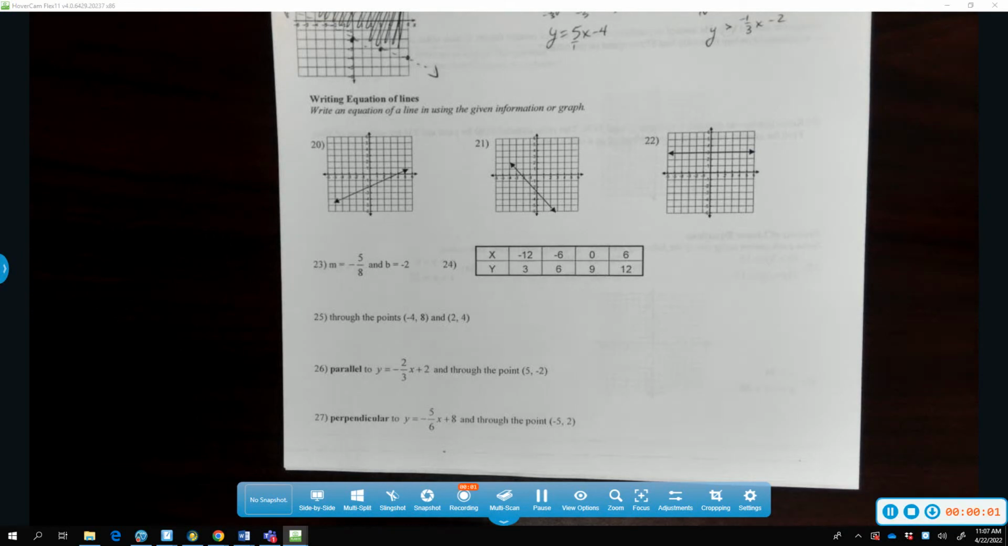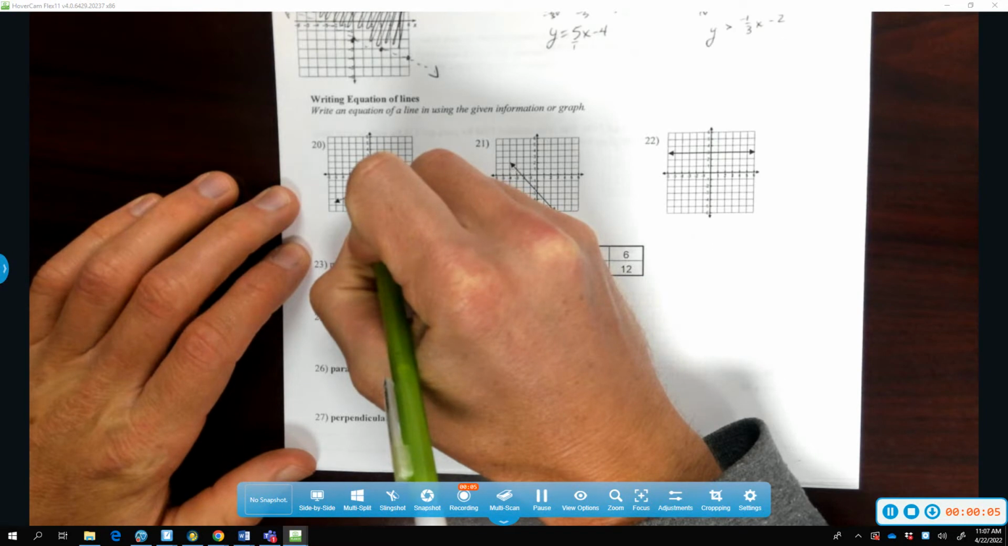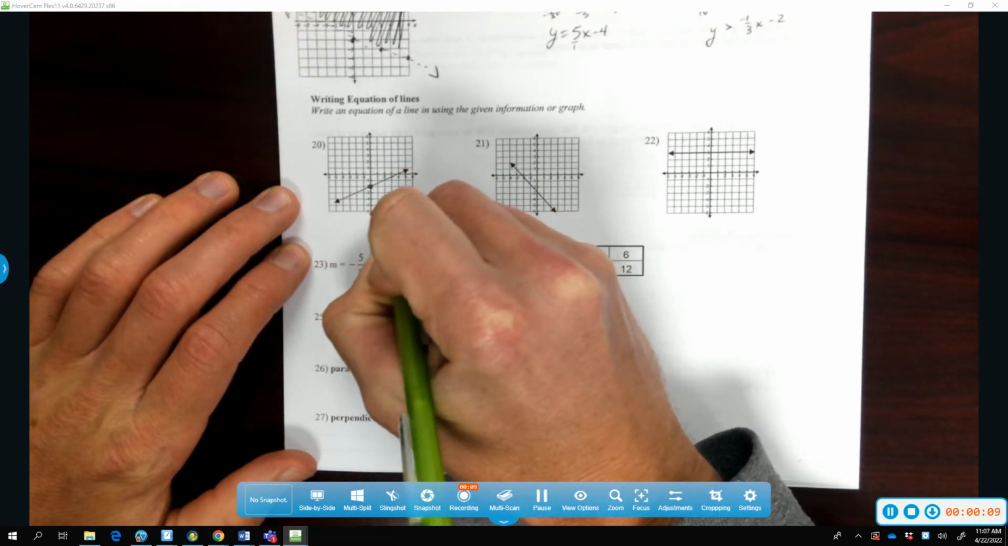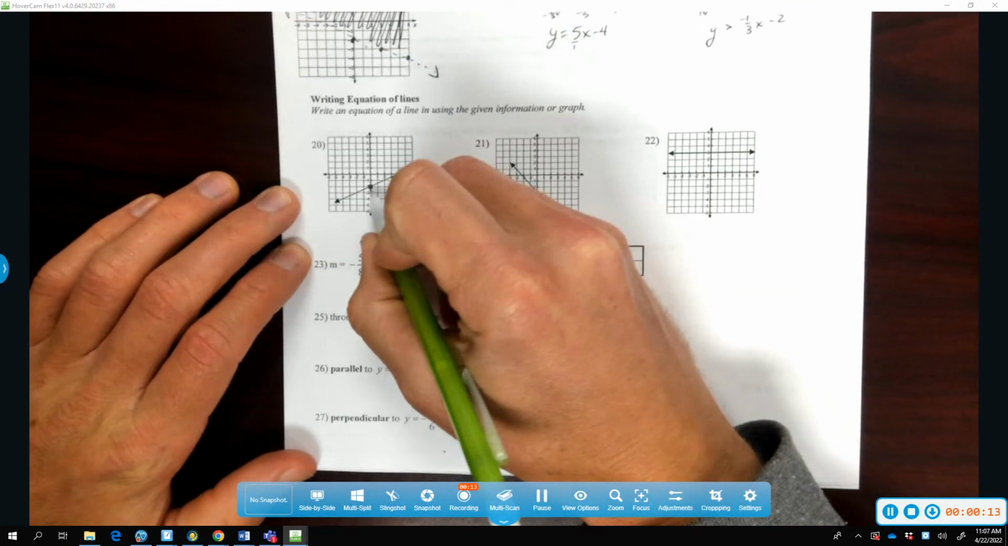Number 20, here we go. Let's write the equation given this line. Let's start off with our b. Our b is our y-intercept, so in this case we know that our b is negative 2. Now we need to find our slope, so we need to find another point on the graph.